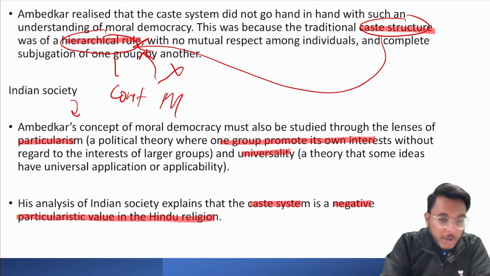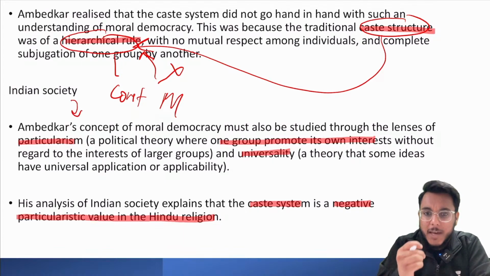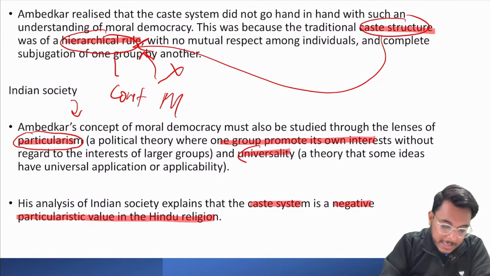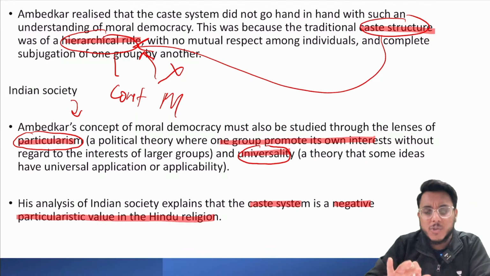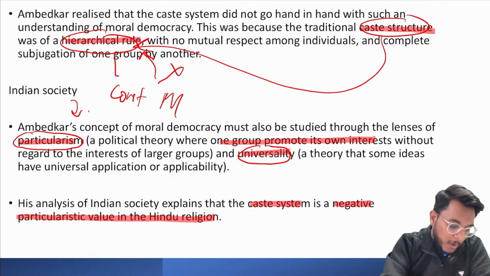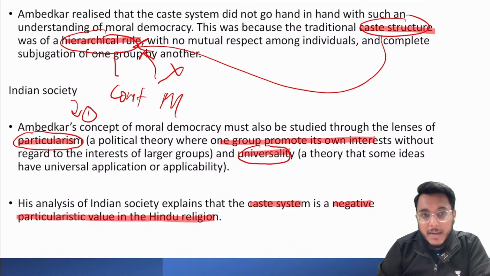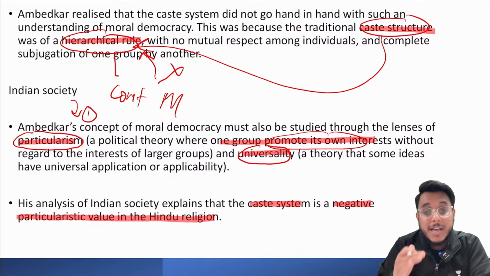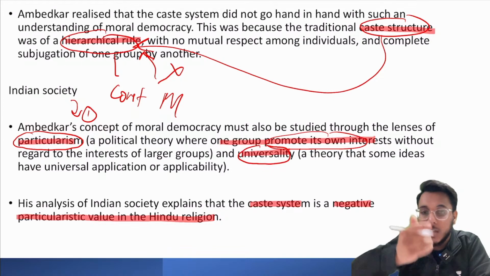Further, Dr. B.R. Ambedkar has given two very important ideas: particularism and universality. Though these ideas were there in the past also, not entirely given by Dr. B.R. Ambedkar, he used these concepts in his explanations on moral democracy. What is particularism? Particularism is a theory where one group promotes its own interest without regard for the interest of other people.